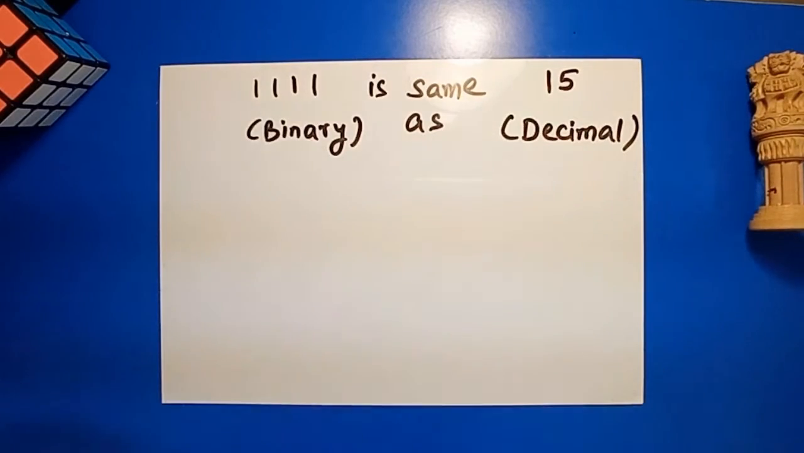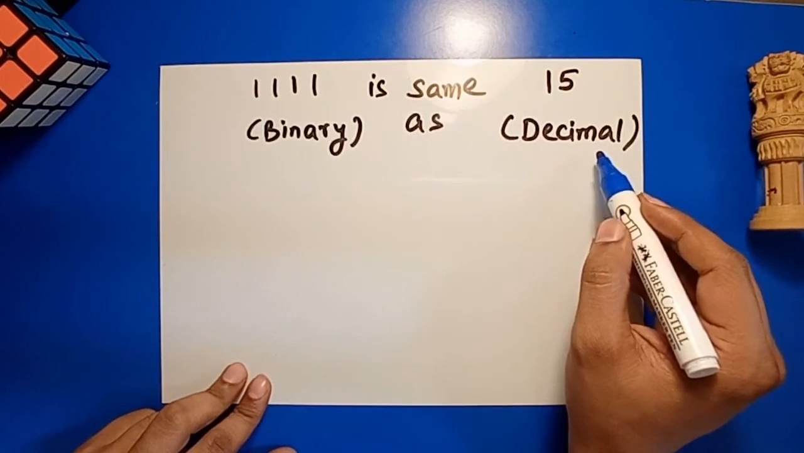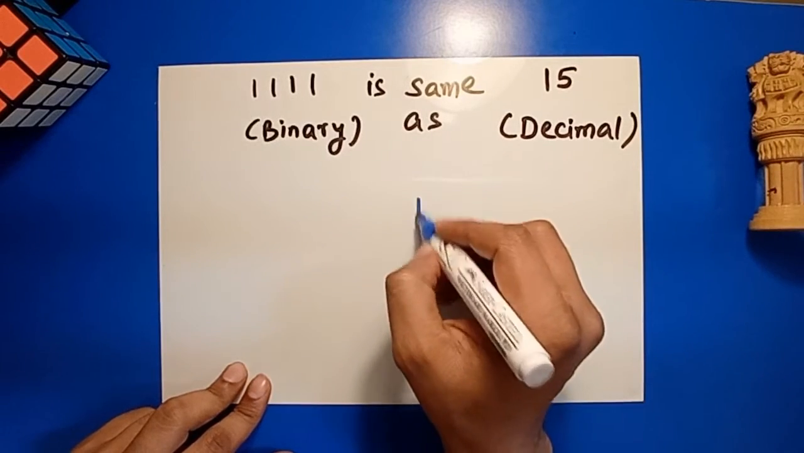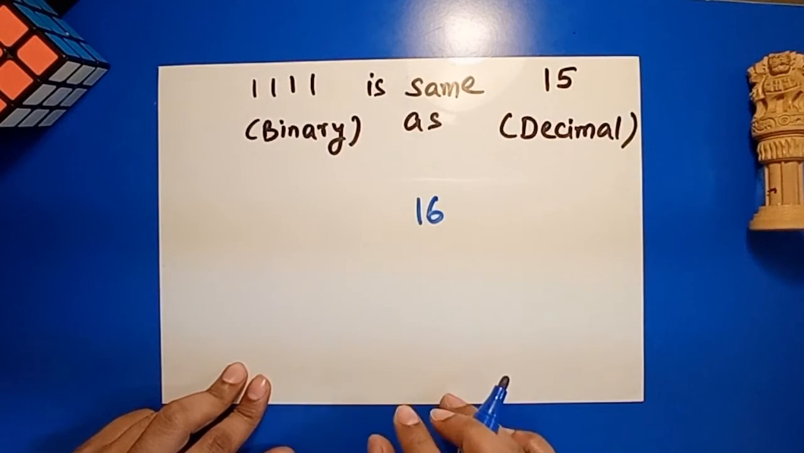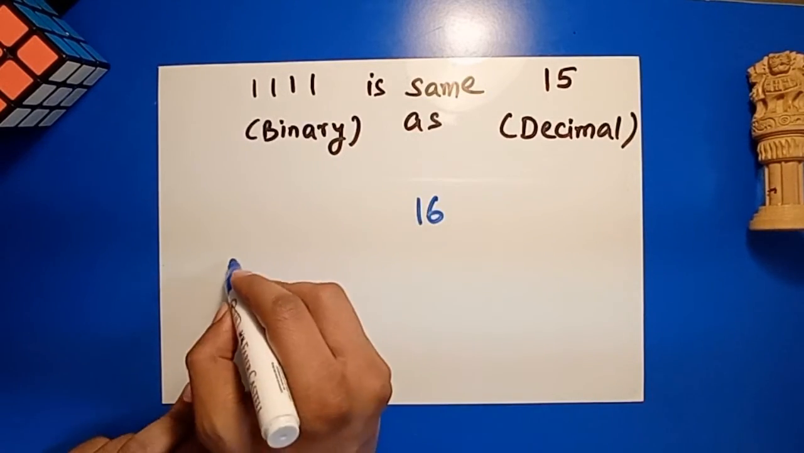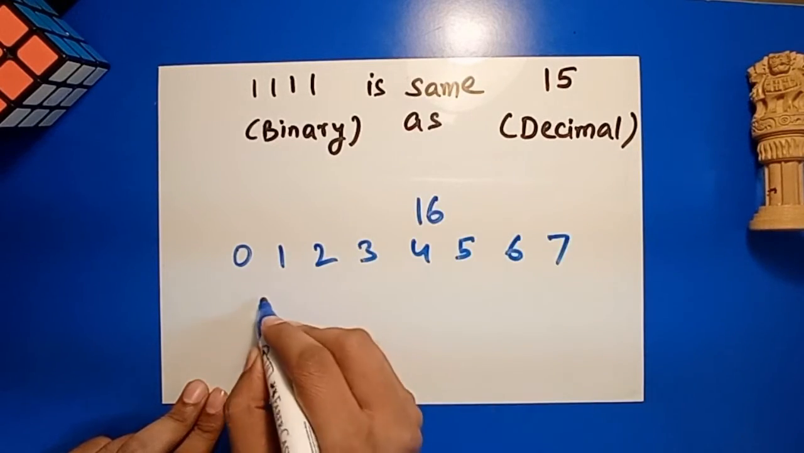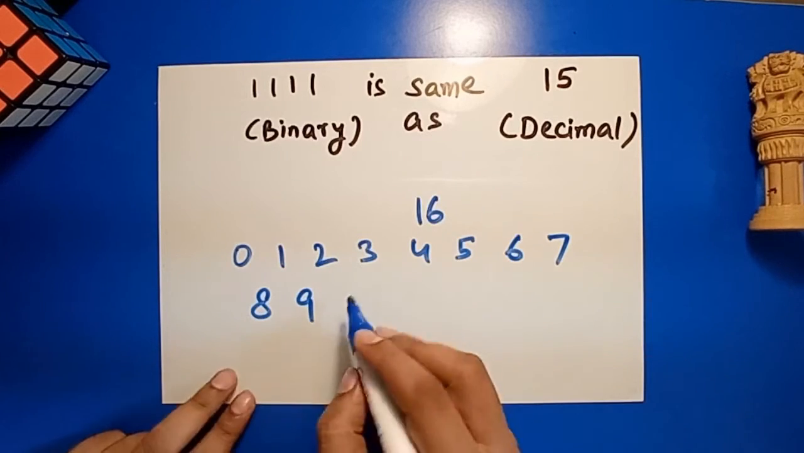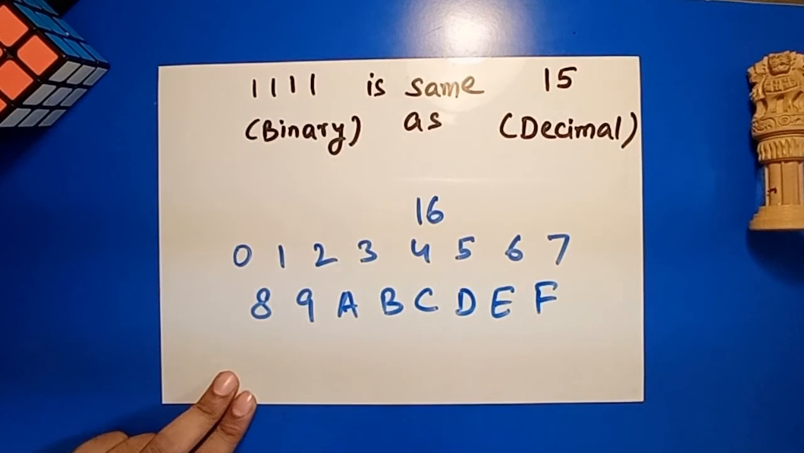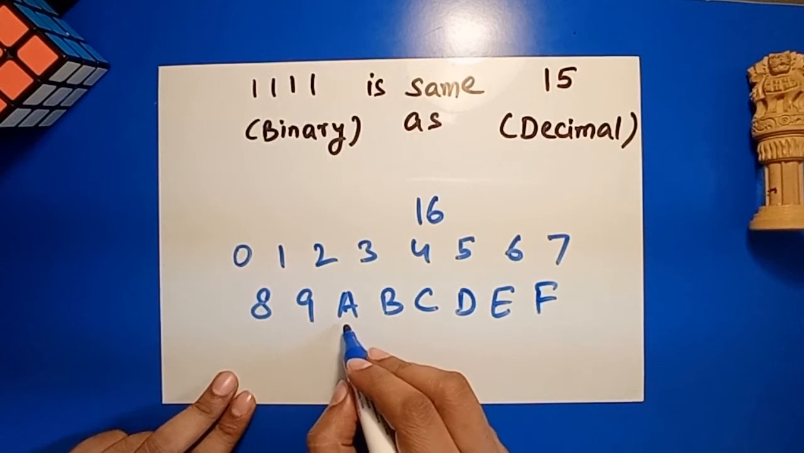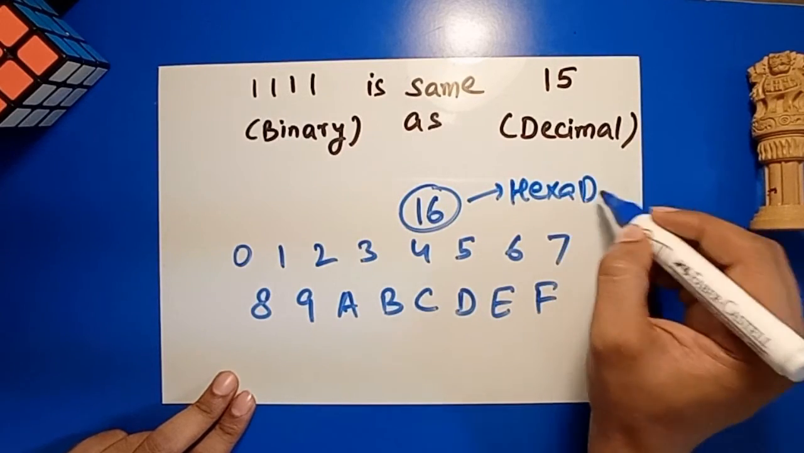So what did computer scientists the world over do? They came up with a new number system. Instead of binary or decimal, they started using base 16. What does that mean? There are 16 digits in this number system. What are they? 0, 1, 2, 3, 4, 5, 6, 7, 8, 9. What next? A, B, C, D, E, F. And this number system is called hexadecimal.